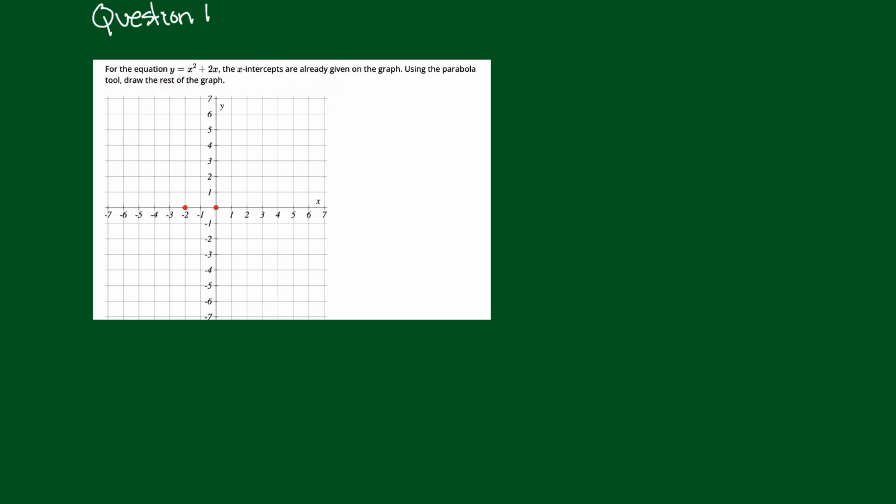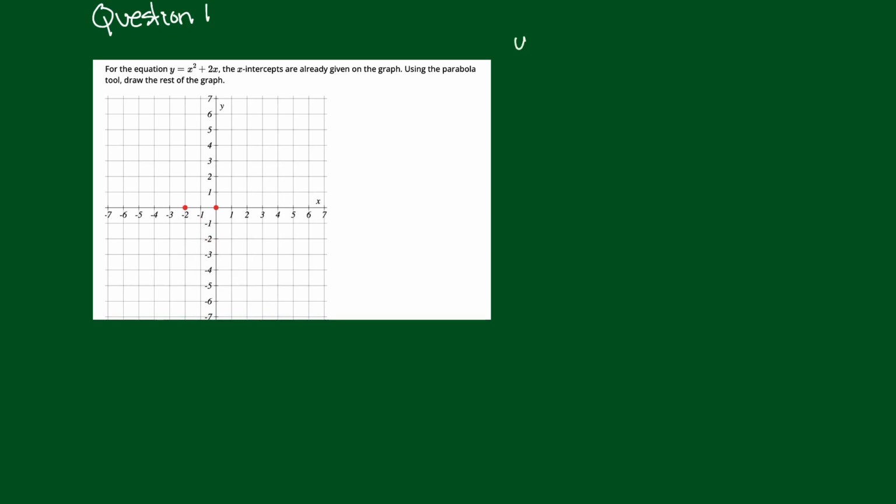Now we need only one more point, and that would be the vertex. Then we can draw the graph through those 3 points. Now notice, on the x squared, the coefficient is positive, so this is going to open upward. So we just need to find this point down here, the vertex, and then we can make the sketch.